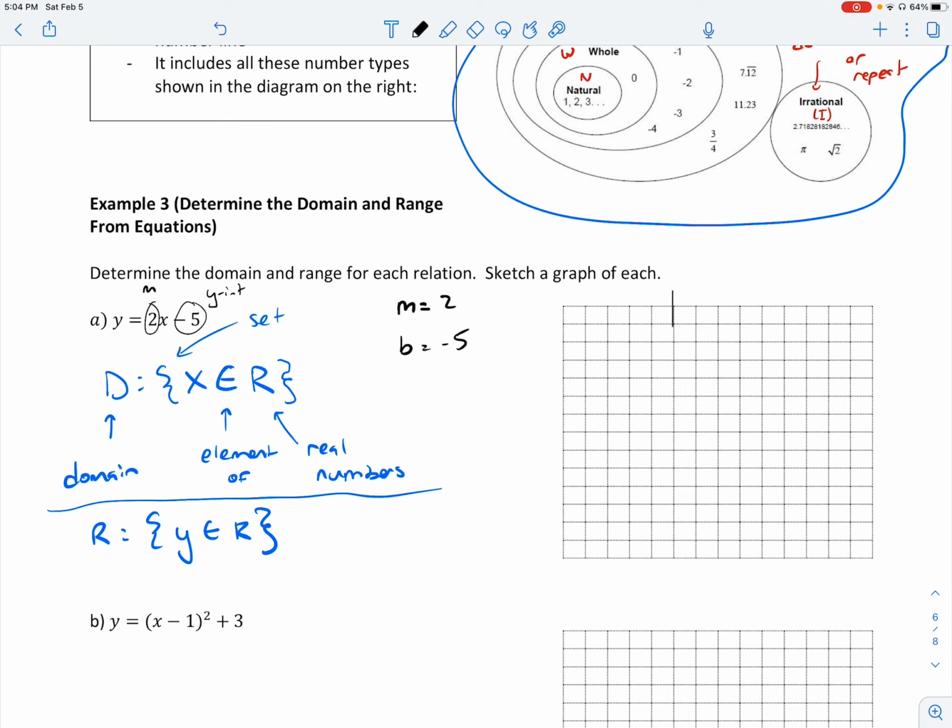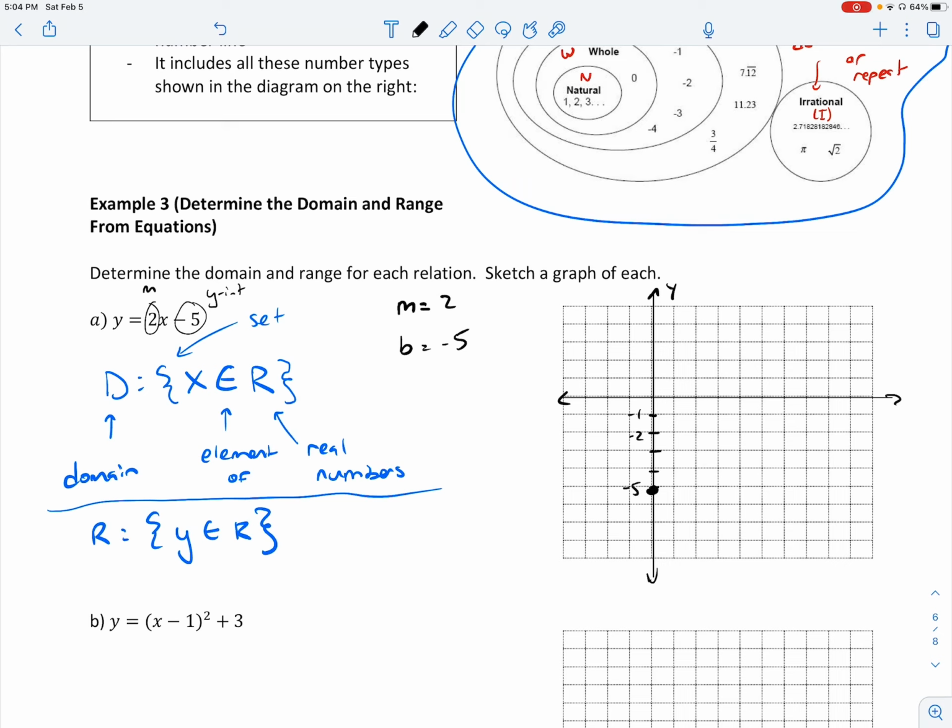I'm going to put my y-axis right here. I think I need to get a new pen. This keeps happening. Okay. All right, so there's my y-axis, and then the x-axis can go right up here because my y-intercept is -5. So I have -1, -2, -3, -4, -5.